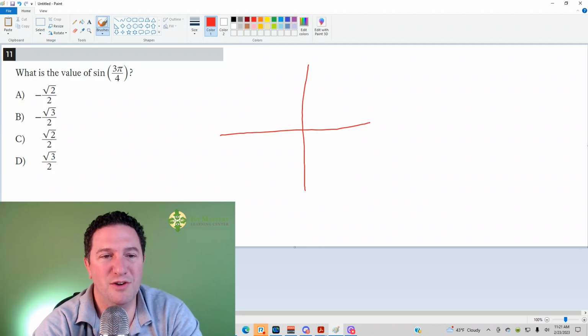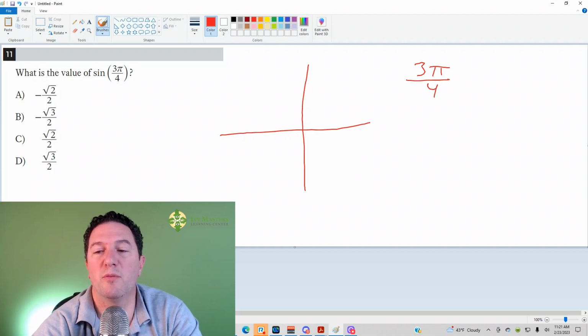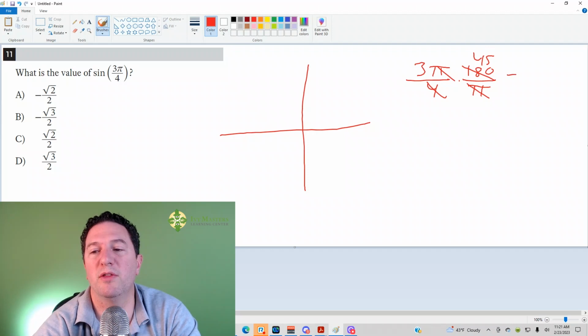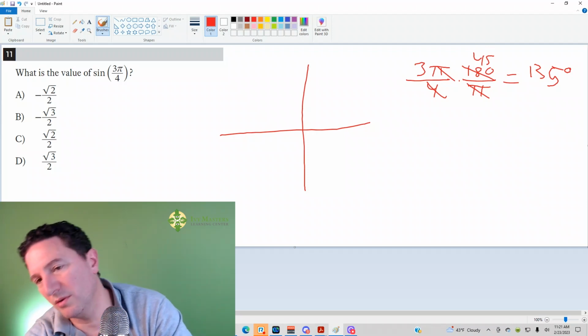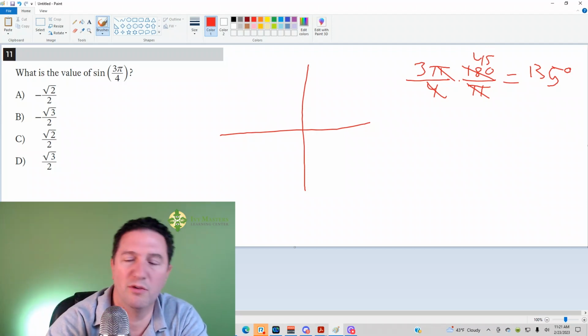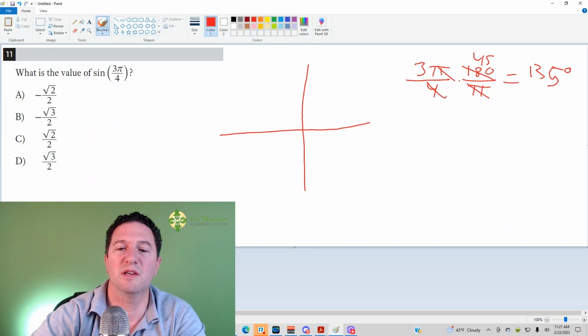We're going to work in degrees for starters, because you have to remember your conversion. To get from radians to degrees, you multiply by 180 over pi. And your pi's cancel, and 4 goes into 180 45 times. If you multiply 3 by 45, you get 135 degrees. And if you just multiply the 3 by the 180 and then divide it by 4, and then pi over pi, you wind up reducing to the same thing.